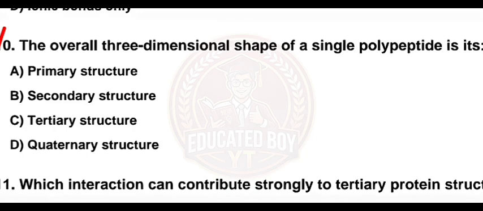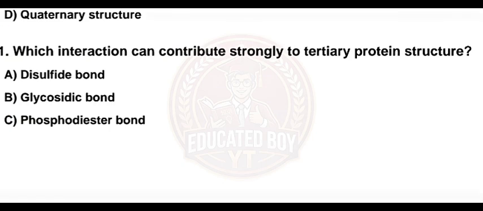Question number 10. The overall three-dimensional shape of a single polypeptide is its option A, primary structure, option B, secondary structure, option C, tertiary structure, option D, quaternary structure. Right answer is option C, tertiary structure.